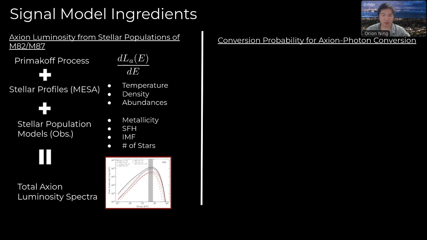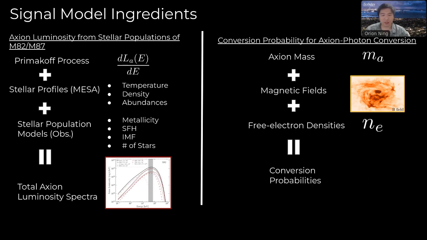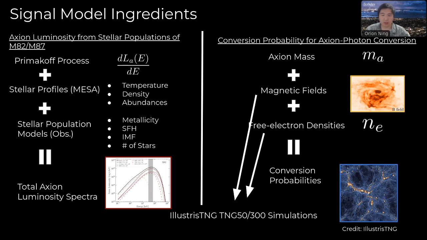On the other hand, we also need to understand what the probability is for our axions to convert back to photons. This depends on the axion mass, the magnetic field profiles of our galaxies, as well as the free electron densities. In the absence of robust observational data for the full galaxy magnetic fields of M82 and M87, we utilize the IllustrisTNG TNG50 and TNG300 simulations in order to extract full magnetic fields and free electron density profiles for M82 and M87-like galaxies.